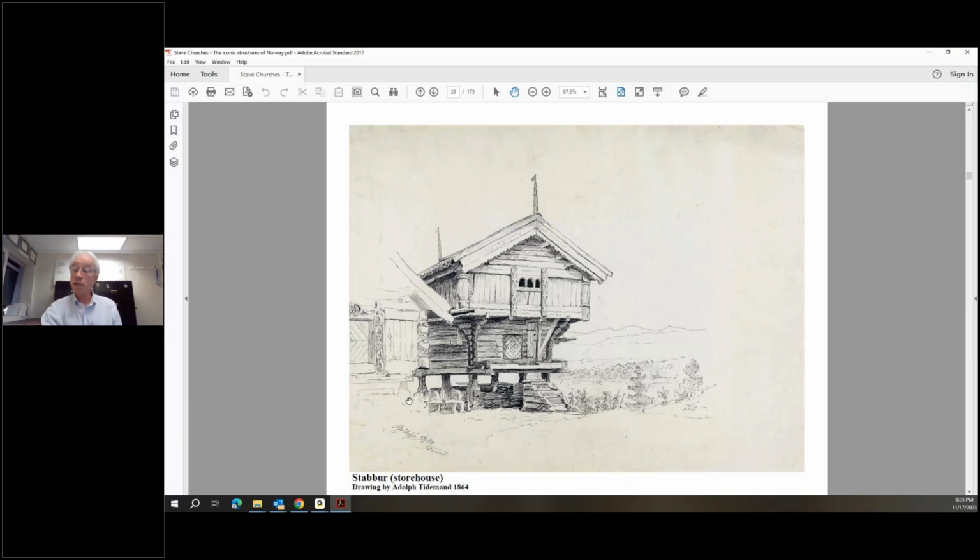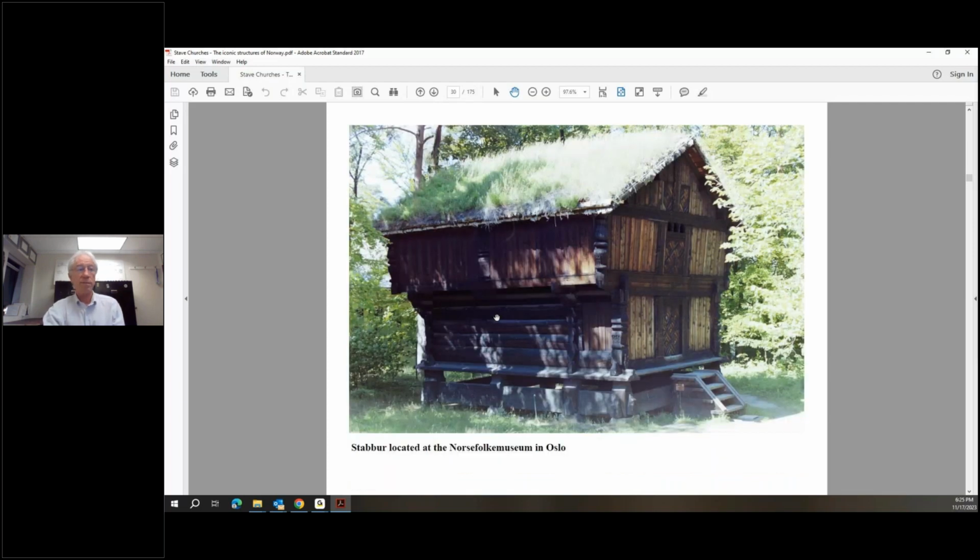But you see these Stabburs all over the place, and they really do still look like the decoration and the carvings and everything, just like Tidemand's sketch. So this is one located in the Norsk Folkemuseum in Oslo. You can see now this is also elevated above the ground on stone piers. All right, I suspect that these were done the same way as the Stave Churches previously. They would sink the posts down into the ground. Well, they learned from this. They learned that wasn't the greatest method for longevity's sake.